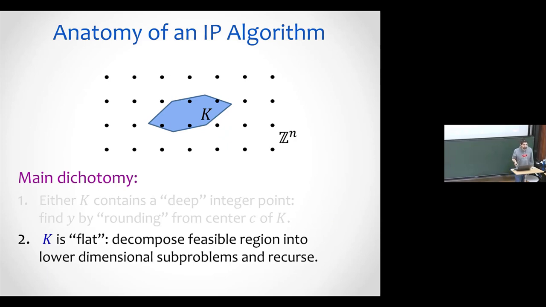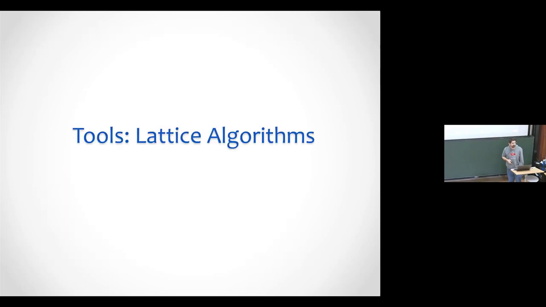And if it isn't, so if your body isn't big enough for the rounding procedure to work, then you'll be able to somehow chop your body up into lower dimensional pieces. In this case, it's two hyperplanes, and you will recurse on both of these hyperplanes. Essentially the complexity of the algorithm will roughly be how many chunks I need to recurse on at every step. So this is the very high-level outline. What I'm going to talk about now is lattice algorithms, which are how you implement the different steps.